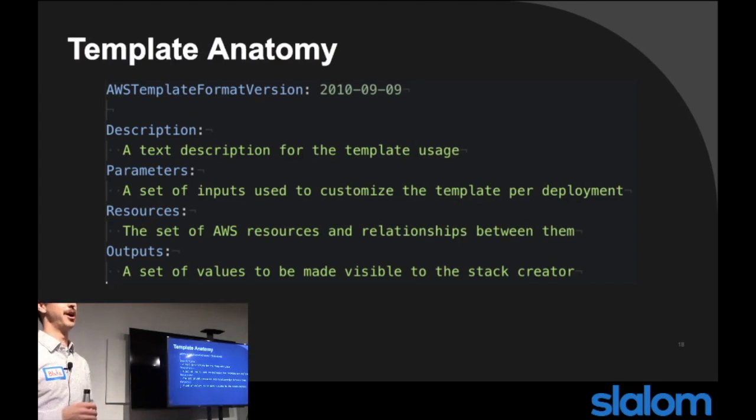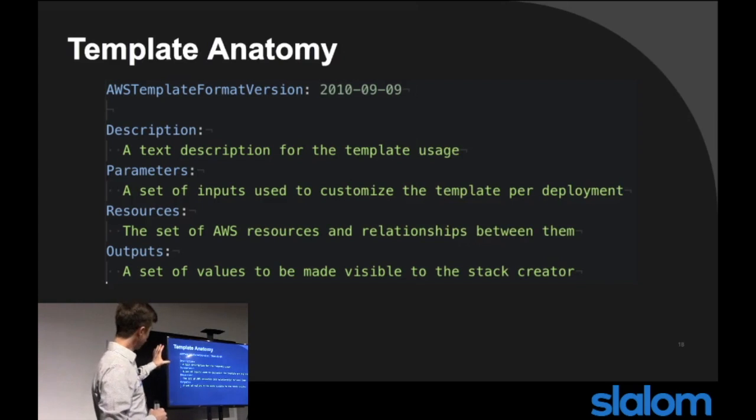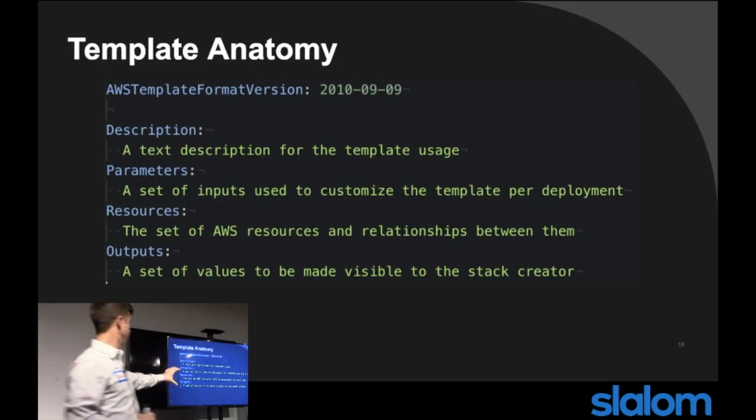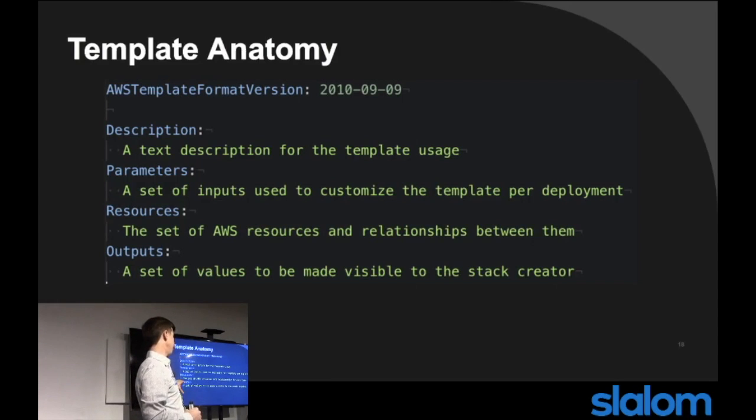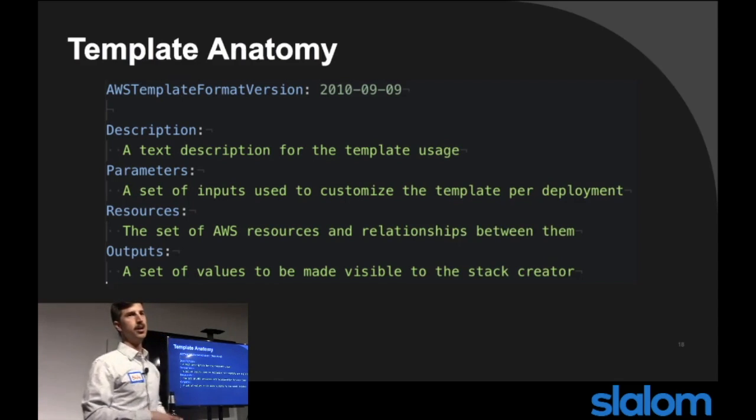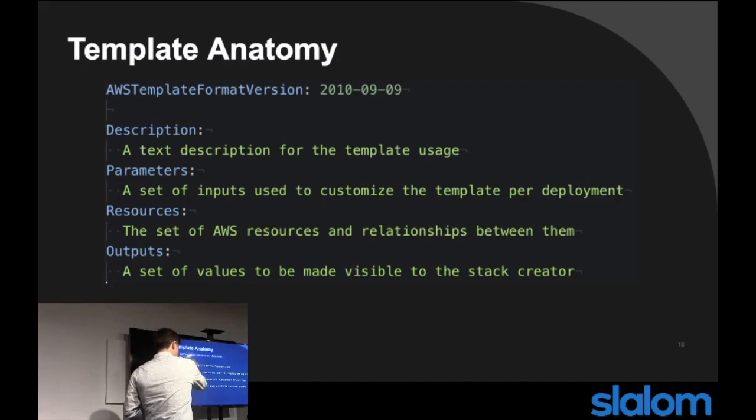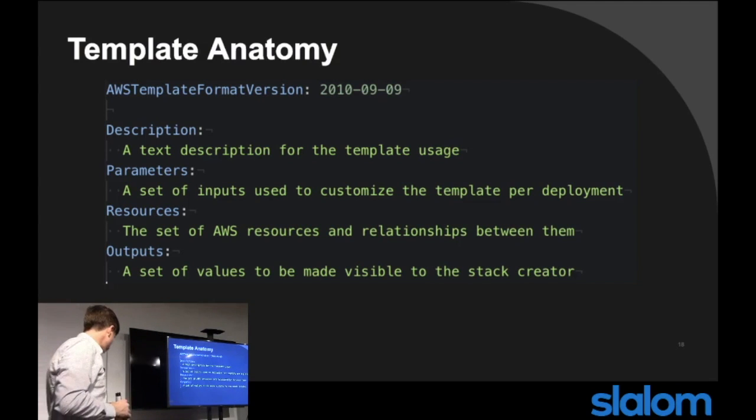So now, resources and outputs. Outputs are valuable for a concept called cross-referencing stacks. And resources are the actual AWS units. We're going to talk through each of these. I'm just going to move through these pieces.